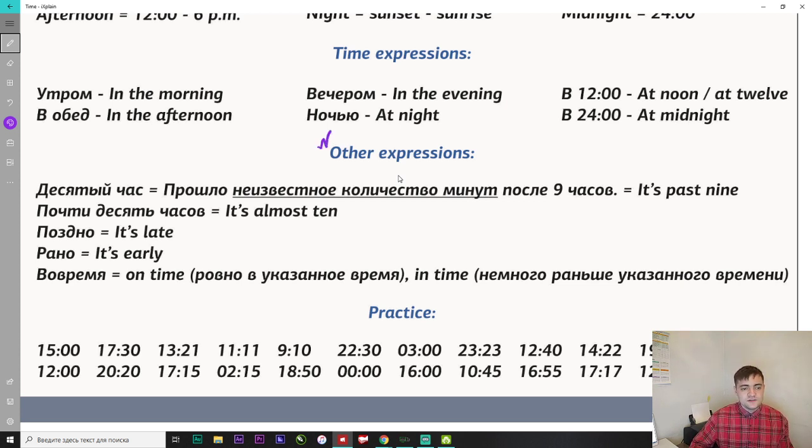Well, sometimes in Russian we say 10 час или уже 9 час, пора спать, 11 час, right? So how do we express this in English? First, we need to understand how it sounds in Russian. 10 час, на самом деле, это в значении прошло неизвестное или не обязательное к озвучиванию количество минут после, в данном случае, 9 часа. То есть 10 час, но это может быть 9:15, 9:13, да? 13-15 минут, 10 минут. То есть это уже 10 час.